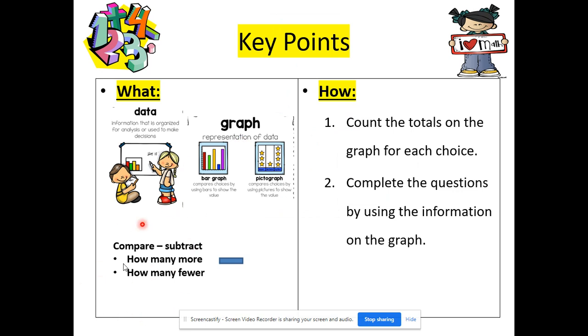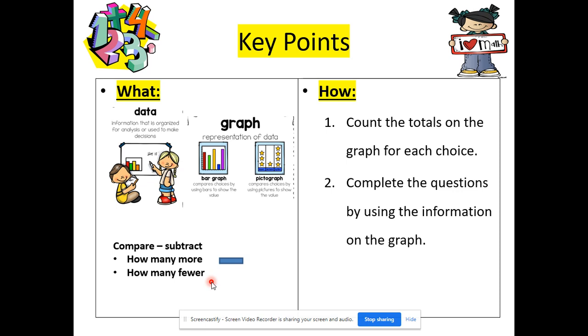Then we also need to focus on these keywords. When you compare, you subtract. What do you do when you compare? Get ready. Yes, you subtract. And this is the minus symbol that you use when you subtract or take away. Remember, when you hear these key words, how many more, you're going to subtract. What are you going to do when you hear how many more? Yes, subtract. When you hear how many fewer, you're going to subtract. What are you going to do when you hear how many fewer?